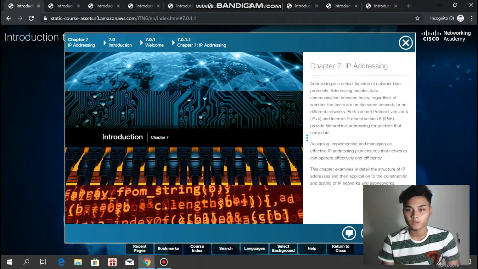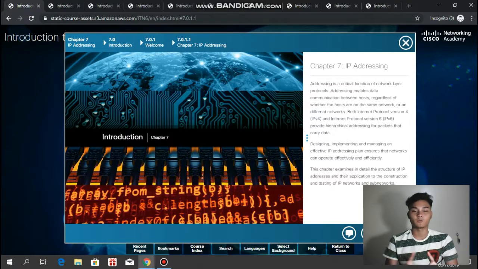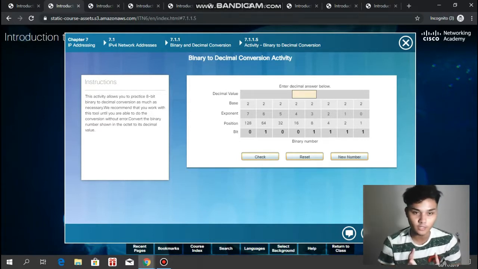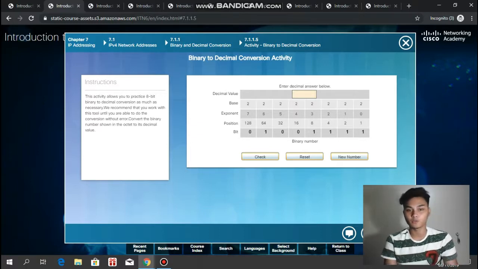So, let's proceed to the first activity in chapter 7. Binary to decimal conversion activity. For instruction, this activity allows you to practice 8-bit binary to decimal conversion as much as necessary. We recommend that you work with this tool until you're able to do the conversion without error. Convert the binary number shown in the octet to its decimal value.